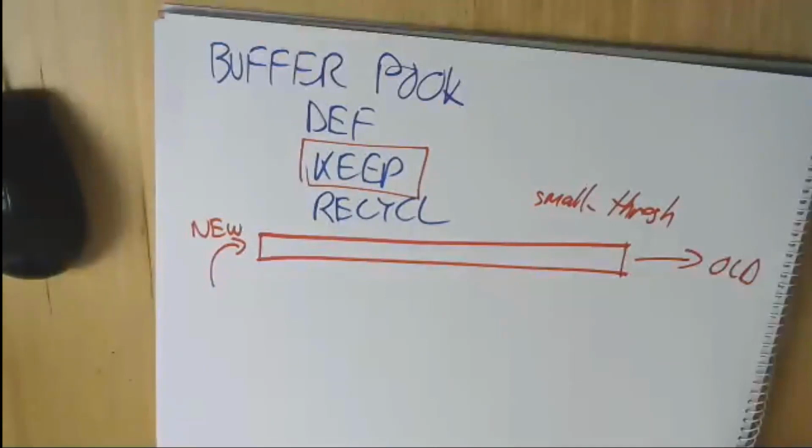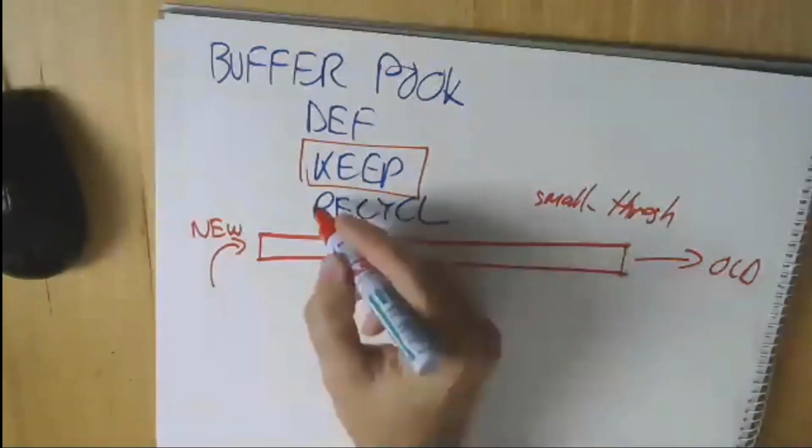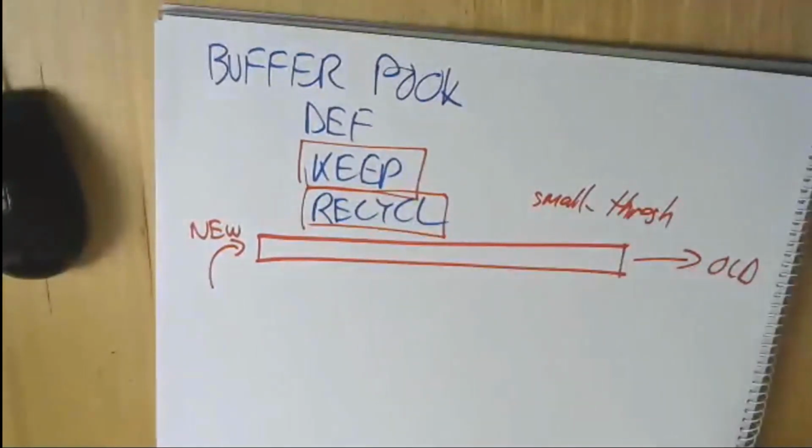You might want to make sure those big, large index range scans didn't flush everything out. So you could put them in a dedicated area called the recycle pool. That's where those things came about.